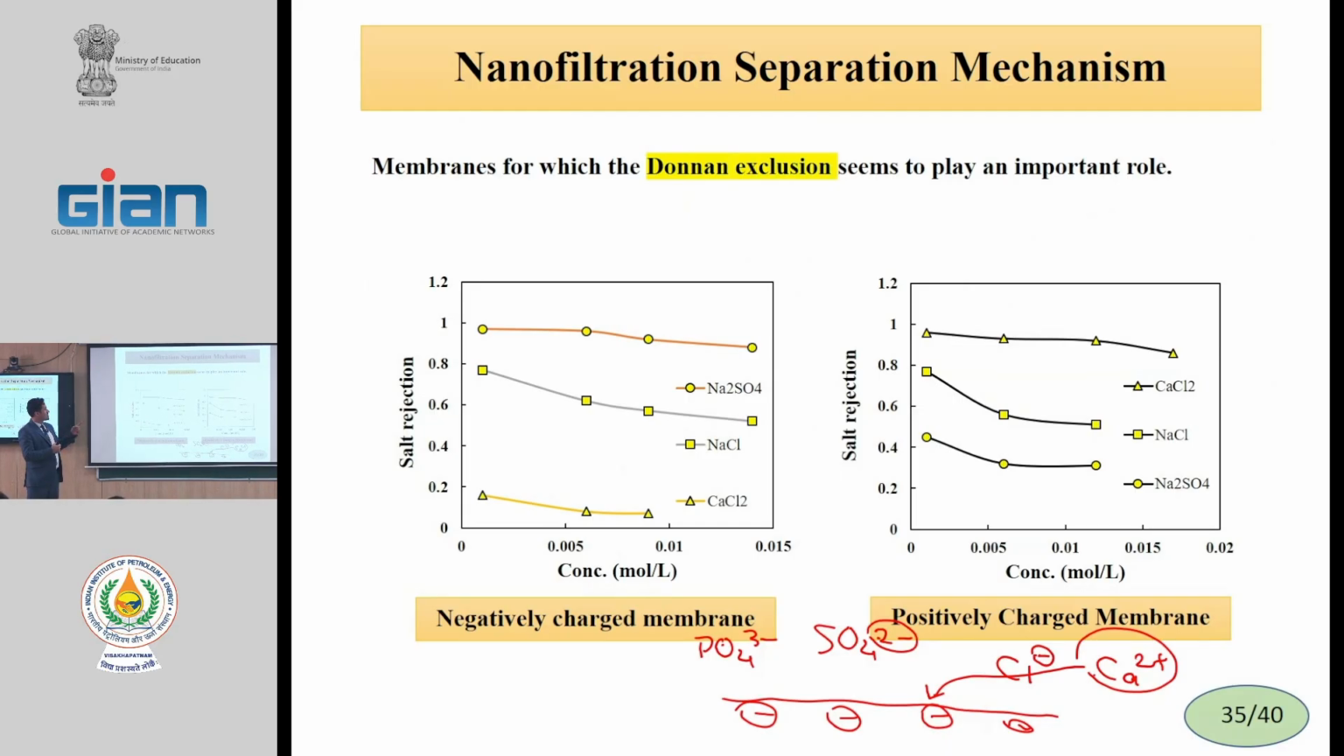Therefore, if we want to use nanofiltration for separation of lithium, it is better to increase the positive charge to increase the rejection of the counter-ions, not lithium. Thank you. Thanks so much.